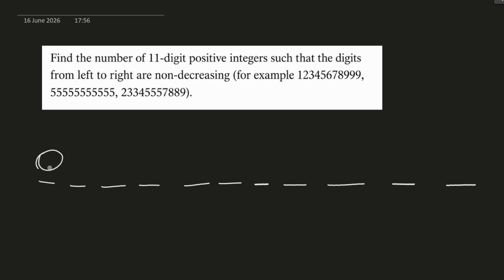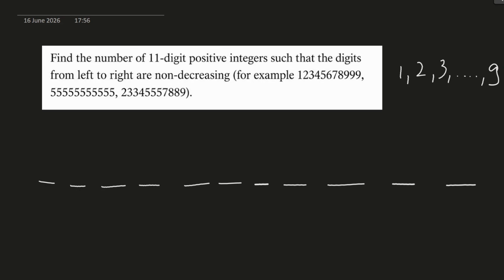If we put it in the beginning, it is fine, but the only thing is that it won't remain an 11-digit number as it's said in the question. So 0 can't even be a possible digit in any of the cases. So the digits we are left with are 1, 2, 3, all the way up to 9.